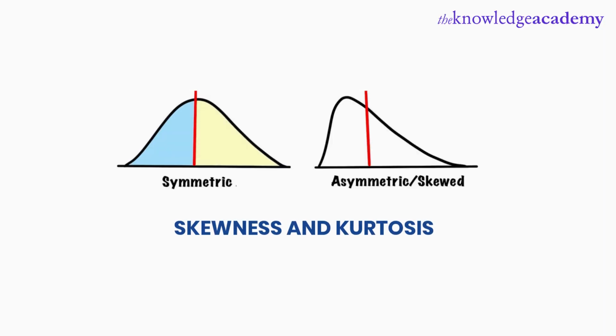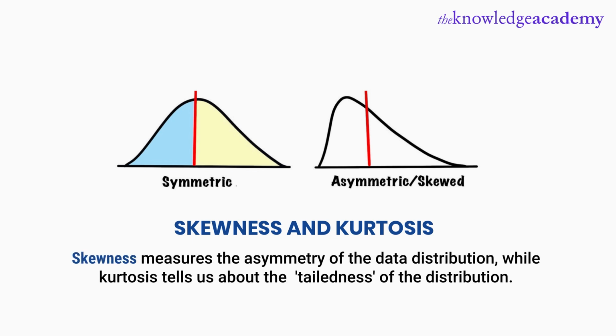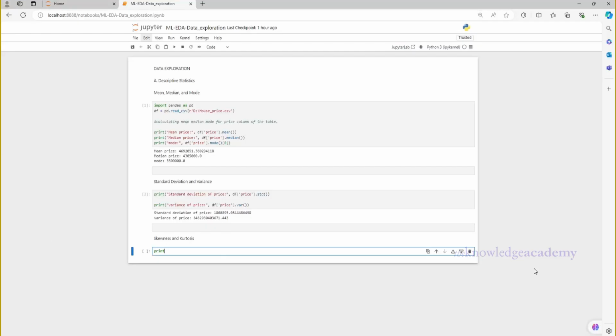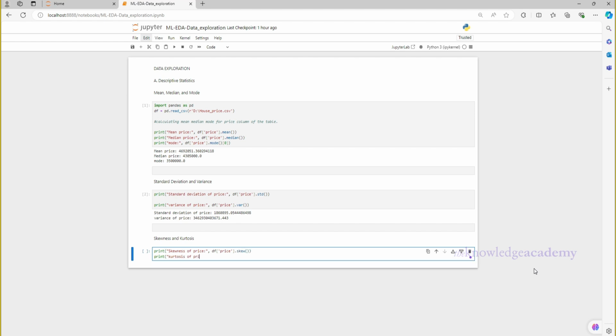Now, let's come to skewness and kurtosis. Skewness measures the asymmetry of the data distribution, while kurtosis tells us about the tailedness of the distribution. We will calculate the skewness and kurtosis of the price column of the house price dataset. For skewness, we will write skew with the column name price of the dataset. Then for kurtosis, we will write kurt with the column name price of the dataset.